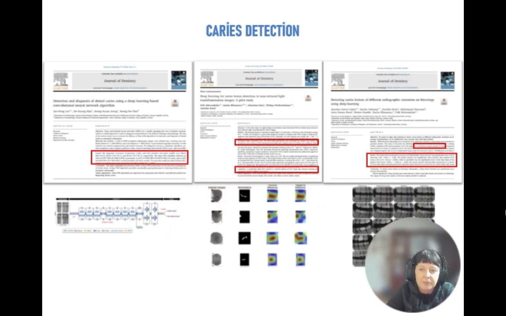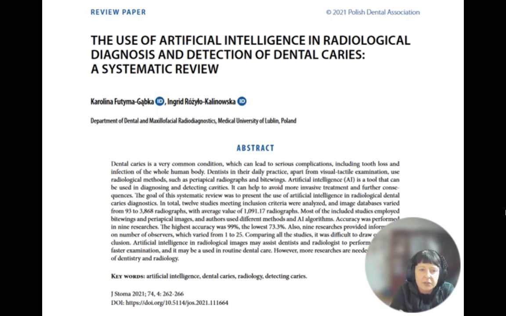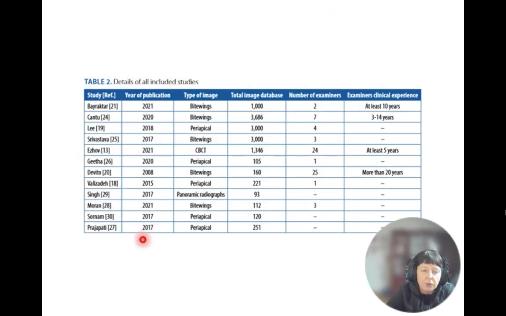And we had a look at the use of artificial intelligence in radiological diagnosis and detection of dental caries in 2021. We had a look at several studies included in our research, starting from 2008 until the year of publication. They relied on bite wings, on periapicals, one study on cone beam CT, and one study on panoramic radiograph. And I would like to remind you that panoramic radiographs are not radiographs of choice in detection of caries. But of course, if a radiograph is taken due to other indications, you must report dental caries as well.